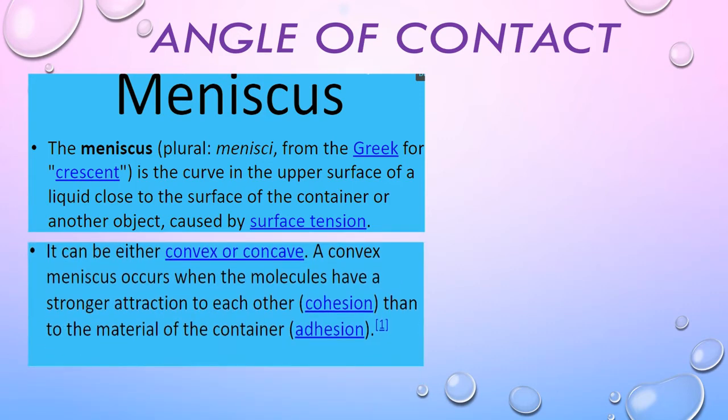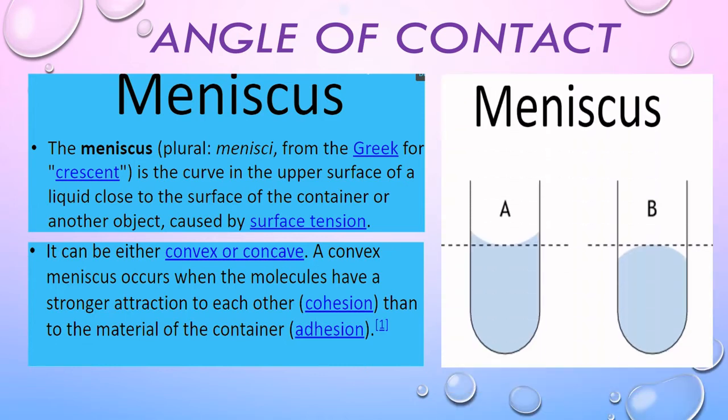A convex meniscus occurs when the molecules have a stronger force of attraction between them. That means force of cohesion. It is the force of attraction between the molecules of the same substance rather than the force of attraction between the liquid and the material of the container, which is commonly known as force of adhesion.